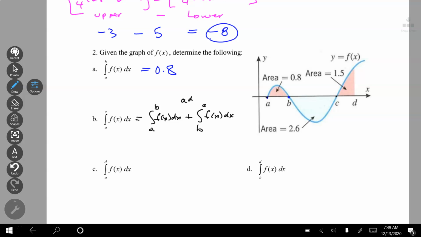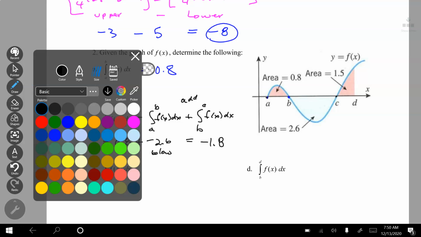So I'm just really adding these things together, and from A to B I just found it was 0.8 plus from B to C it's -2.6 because it's below the x-axis. So I get a total value equal to -1.8.